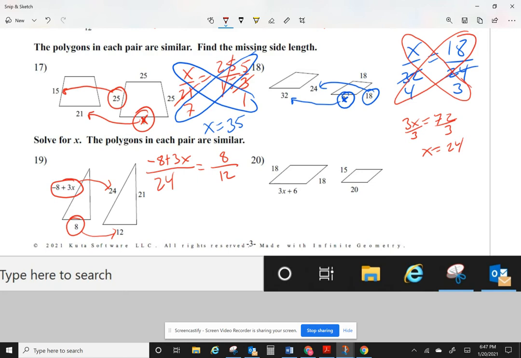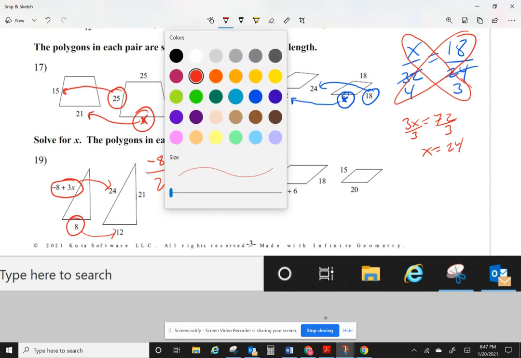Cross multiply whenever you want. Simplify as much as you want. Let me simplify 8 over 12. That's 2 over 3. I'm just going to cross multiply already.